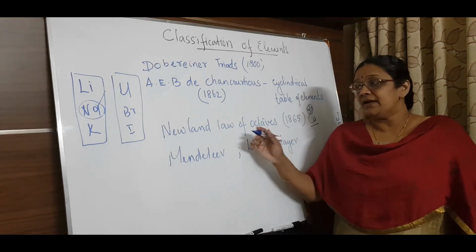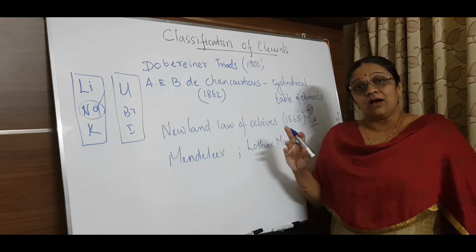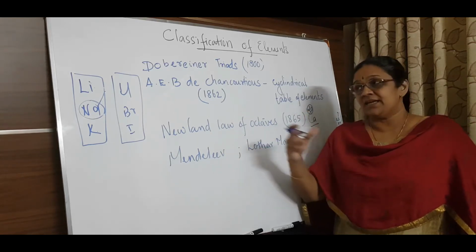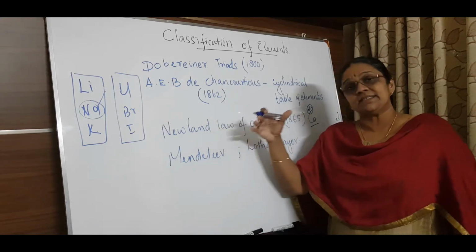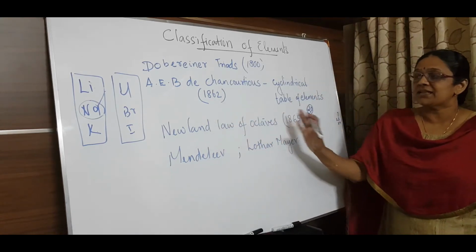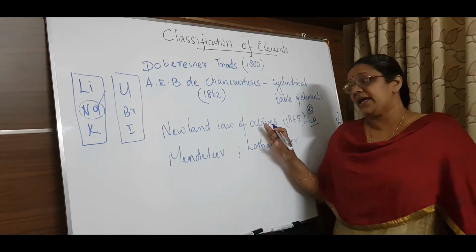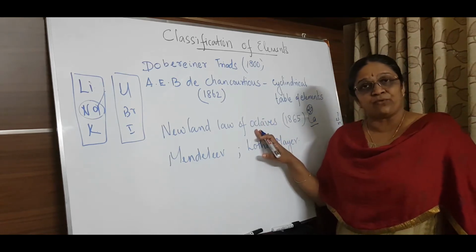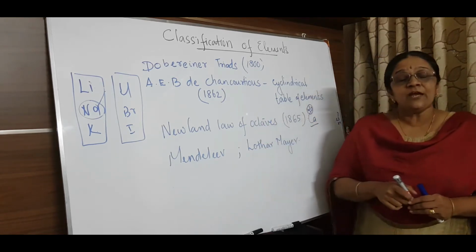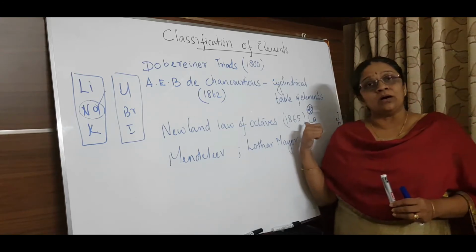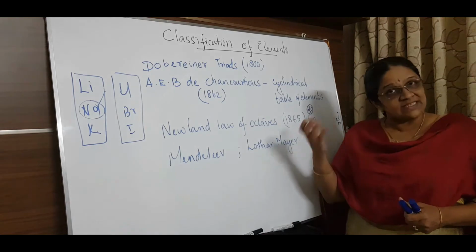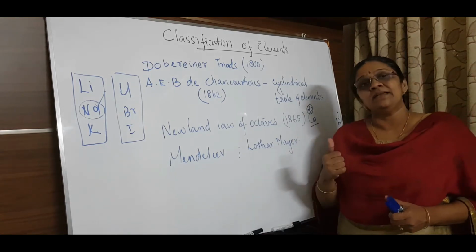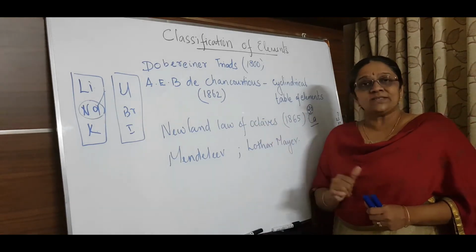And it was the same as the music octaves, isn't it? Like sa, re, ga, ma, pa, dha, ni, sa, again sa. So it was like Newland's law of octaves, but again there were limitations. As you have studied, it was only applicable up to calcium, that is lighter elements, and only 56 elements had been discovered until then. So that again was a failure.